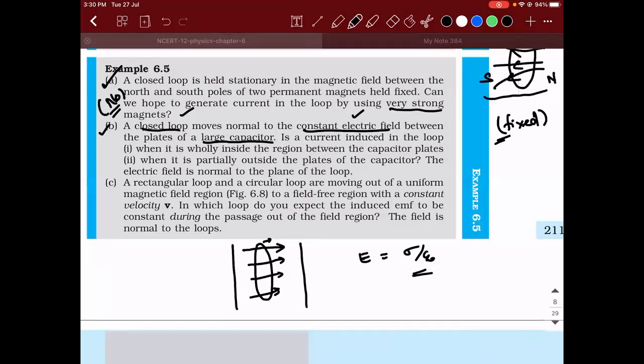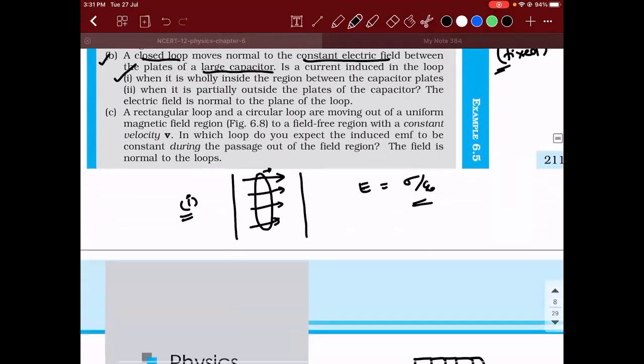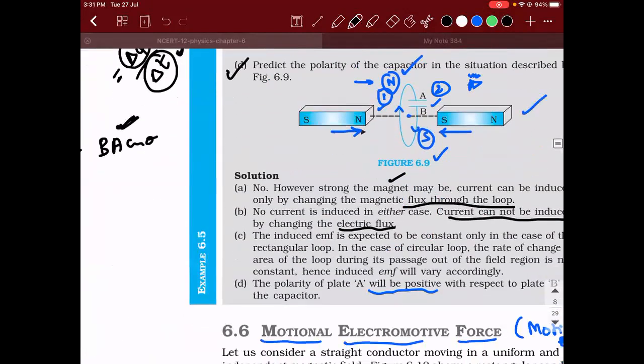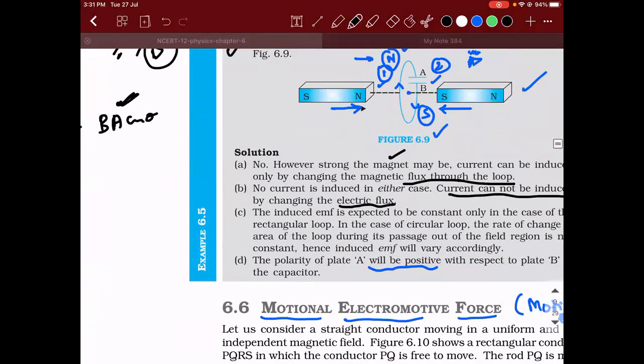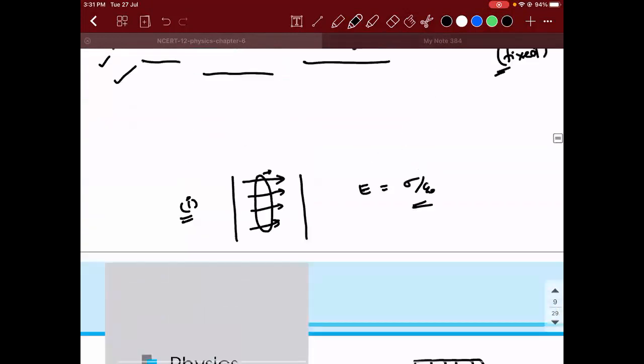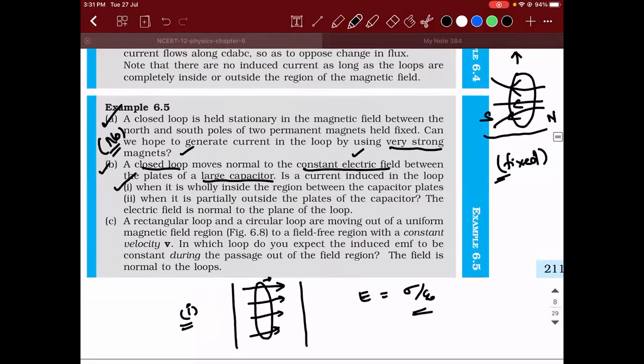So we will concentrate on the first case now. What do you think is the answer? The answer is again no. And the reason is very simple. Because the electric flux is not changing.